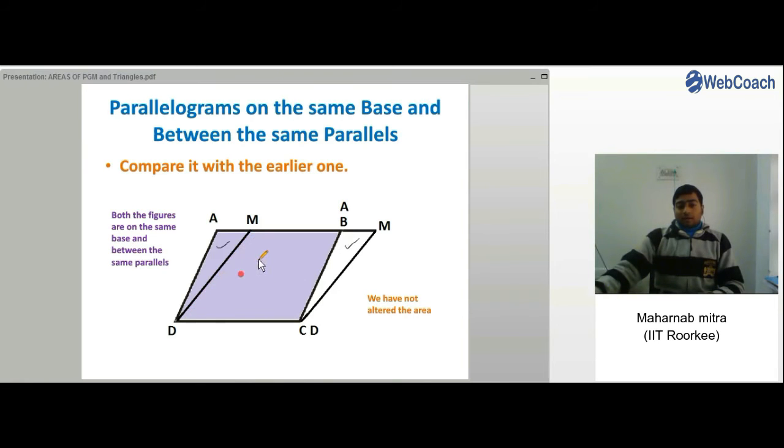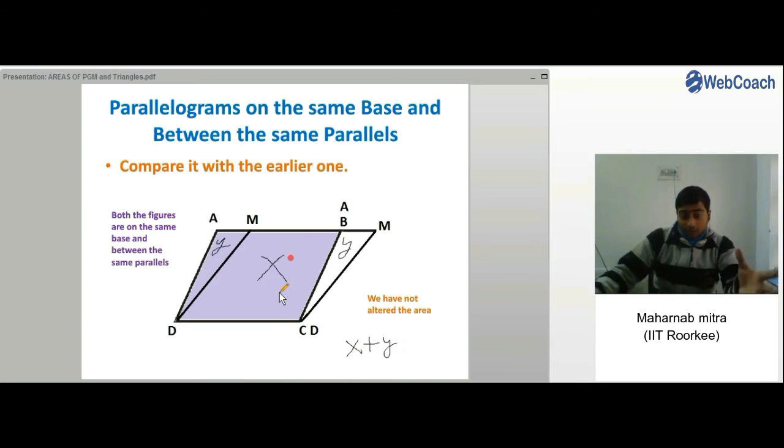If we look at this central part, let us call the area of the central part, which is not touched at all, X. And let us call the area of this smaller triangle Y. So this also must be Y. So the area of the earlier parallelogram, the gray part, is X plus Y.